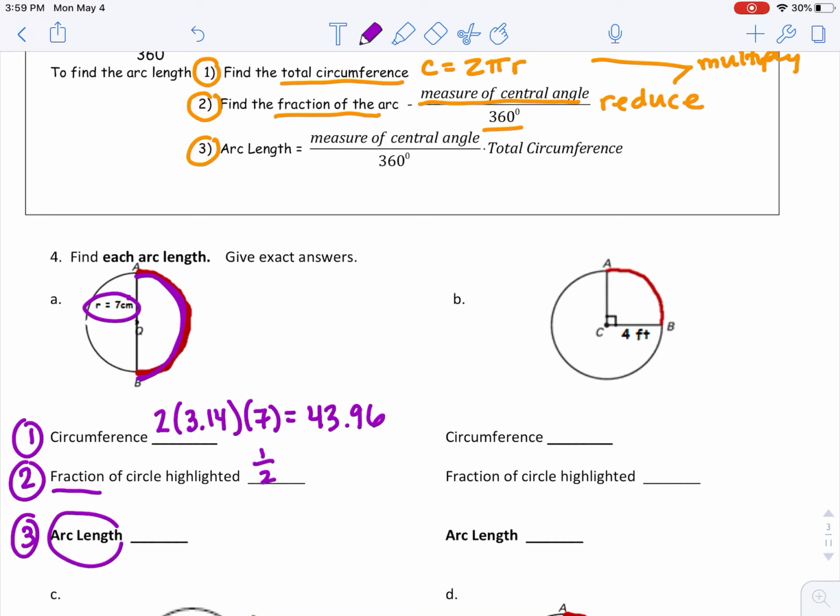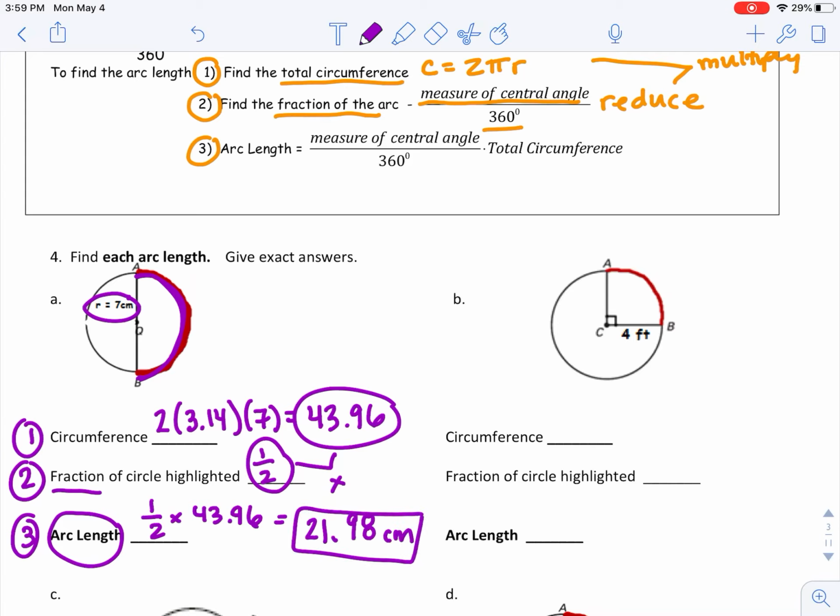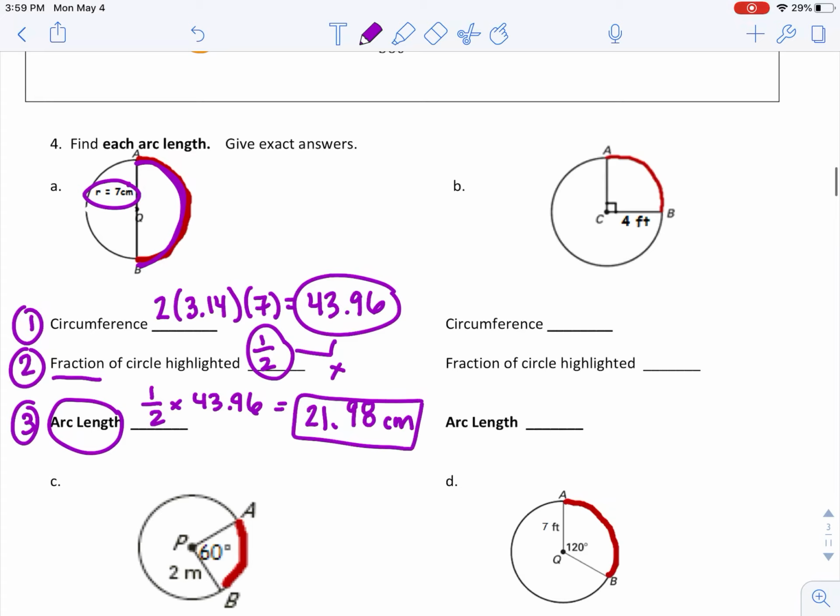So then to find the arc length, I literally take these 2 numbers and I multiply them together. So all I'm going to do is do 1/2 times 43.96, and I get 21.98. And this is centimeters because arc length has to have our units in centimeters. Okay, so that's really all you're doing. I'll show you example B as well, and then I'll let you try C and D on your own.